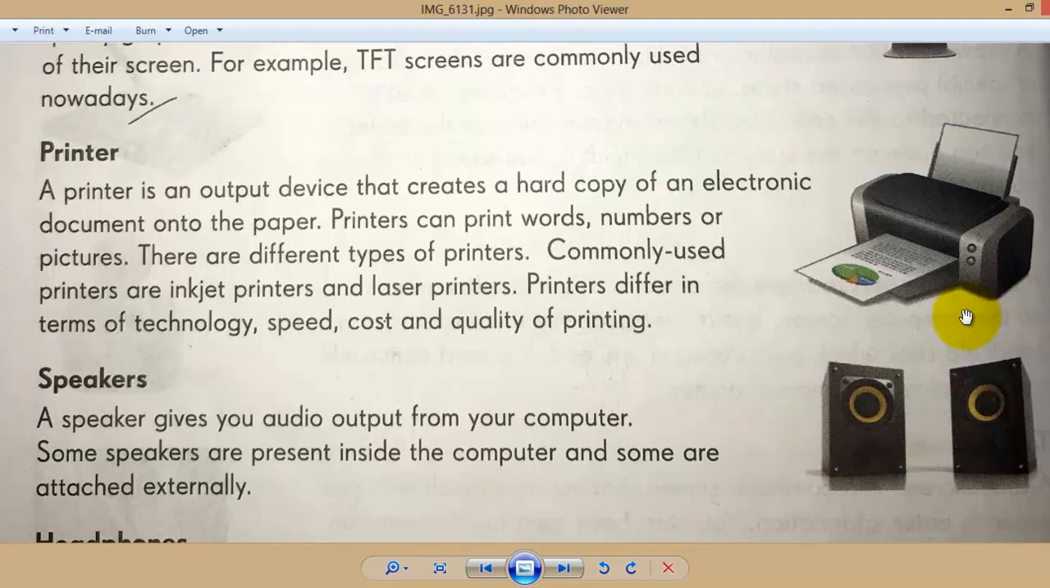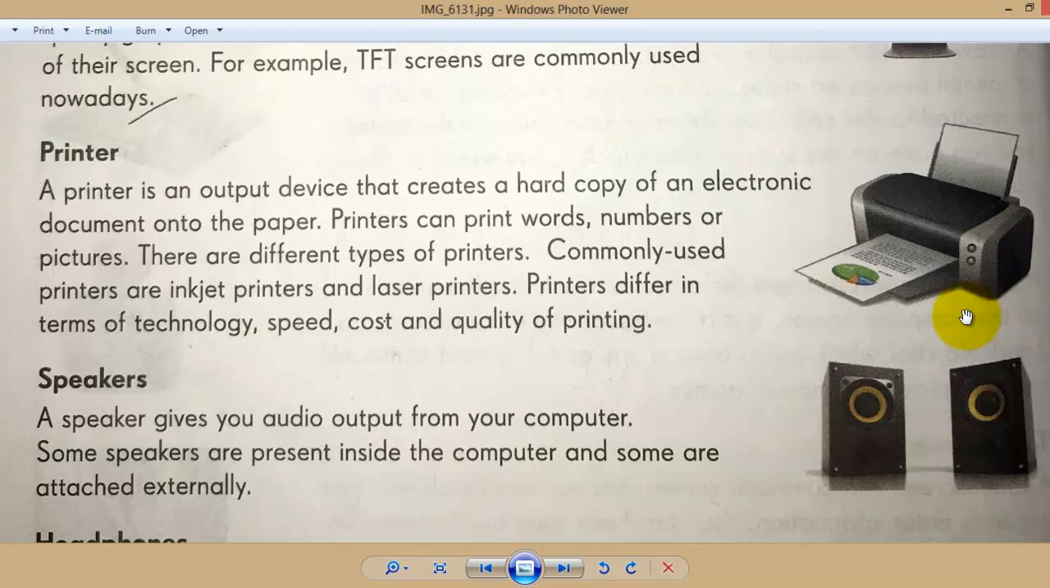Dot matrix printers were very famous about 30 years back. At that time, these printers were very costly, but nowadays we can easily get an inkjet printer or laser printer.